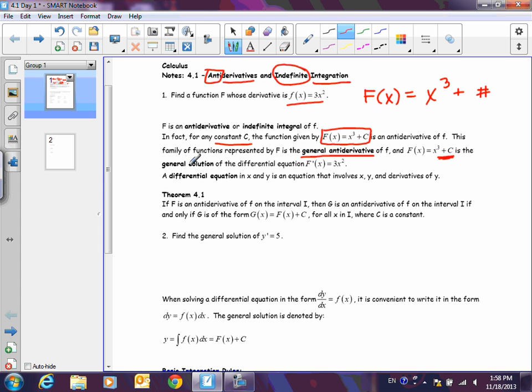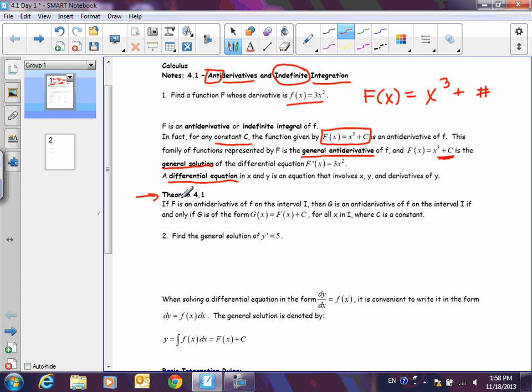This is the general solution, because the specific solution would be if we actually find out what c is. We need a little bit more information, and we'll do that later in the week. Differential equation. What does differential mean? You can take the derivative. So this is saying basically we already have the derivative. We're starting with the derivative and we're going backwards. This is the vocabulary we're going to use here.